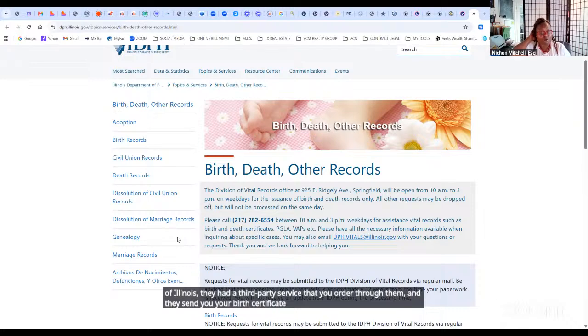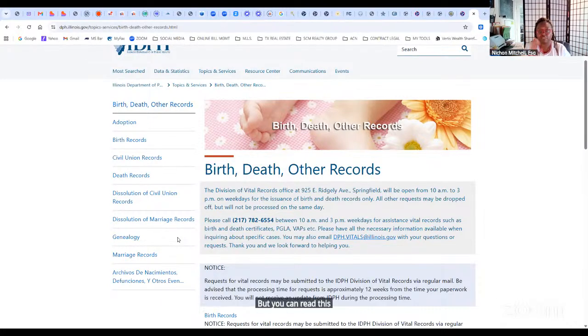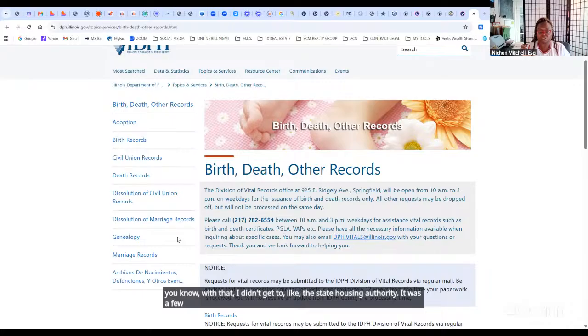I'm not sure if they're back to doing it themselves, but you can read this information right here and see, and that'll help you. With that, I didn't get to the state housing authority. It was a few agencies I didn't get to, but it was a few important things I wanted to cover, things that people didn't know about state agencies, about the unclaimed property and how it actually works, and that it actually is a real thing.